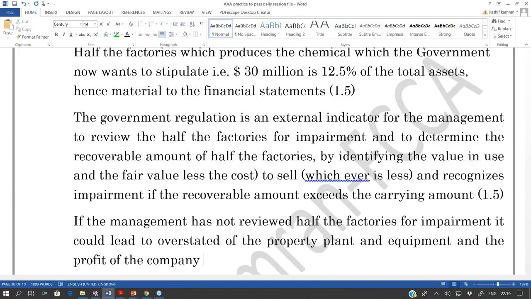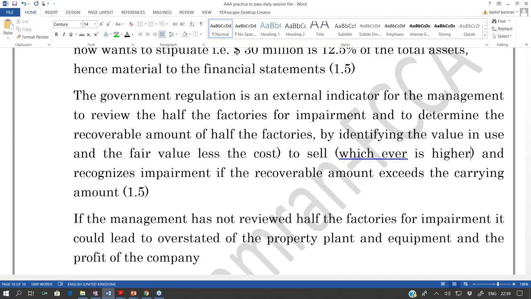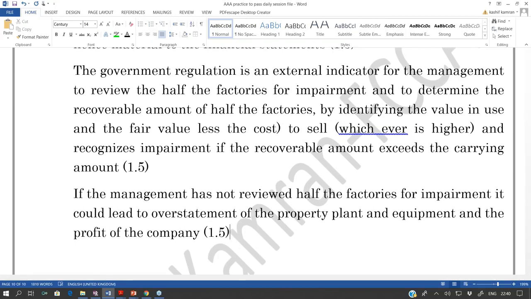So did I write my risk? Yes, whichever is higher. That's for the asset held for sale, right? Whichever is lower. Yes, for impairment it is whichever is higher. So if the management has not reviewed half the factories for impairment, it can lead to overstatement of property, plant, and equipment and the profit of the company. So I get another 1.5 mark.